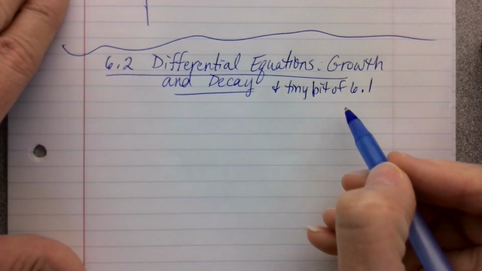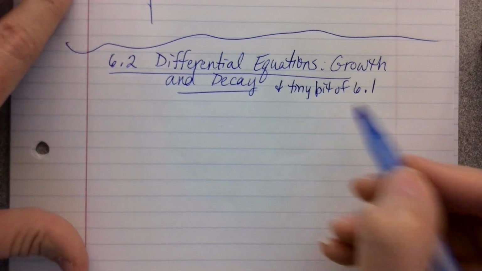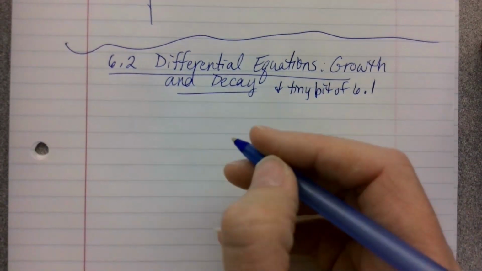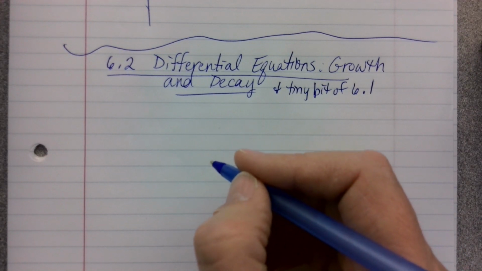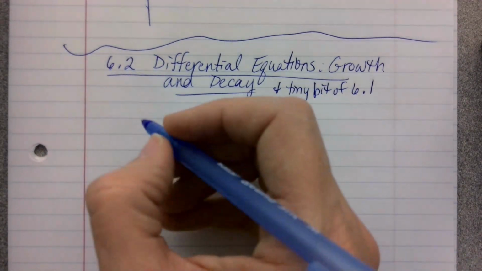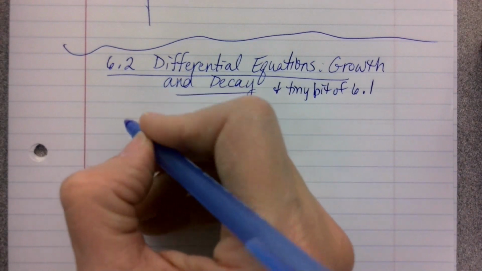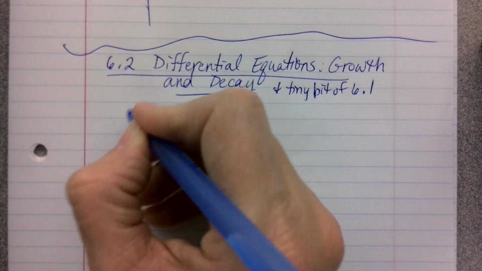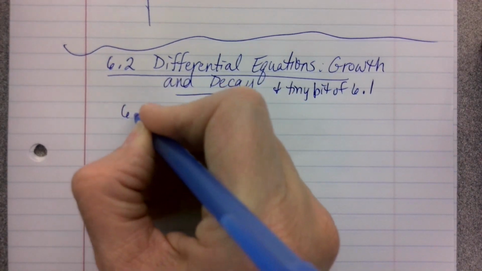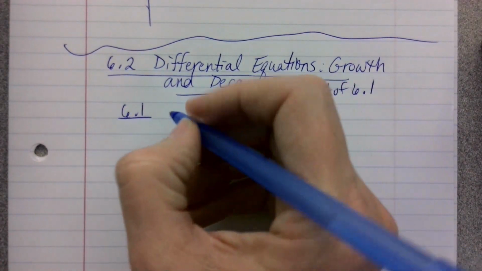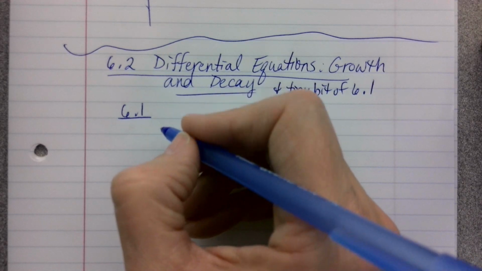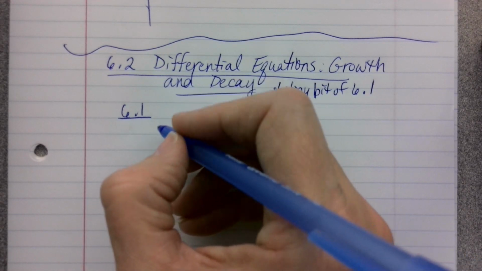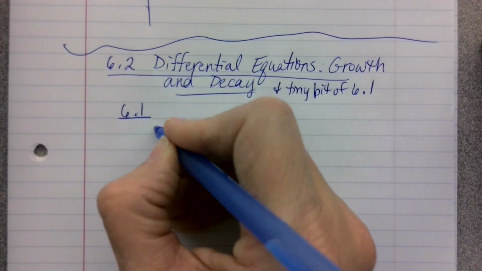I'm going to put a tiny bit of 6-1 on here because there's a little teeny bit that our book does with the slope fields section that I just thought it's worth covering. So 6-1 is just entitled slope fields and Euler's method. Euler's method we do in BC.